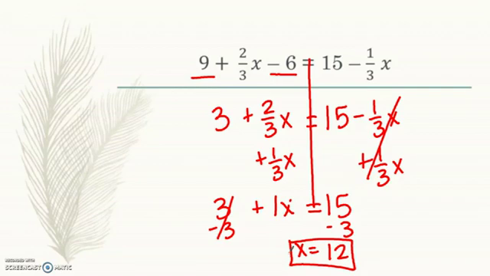And I'm not going to do some examples of these, but you can get some no solutions or some all real numbers as well, so don't forget about those.